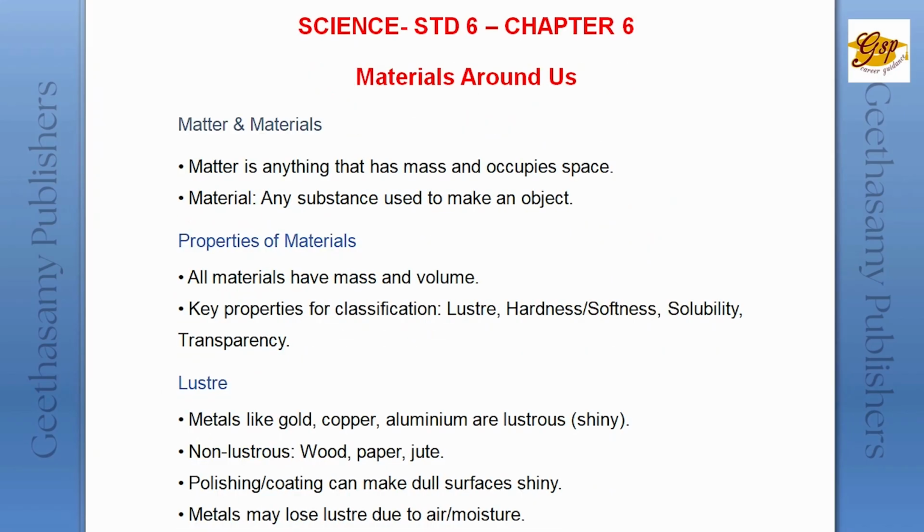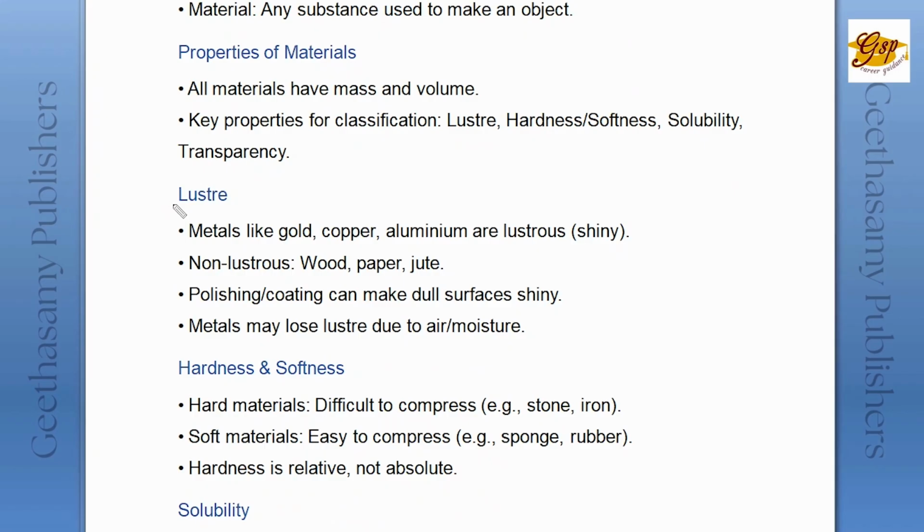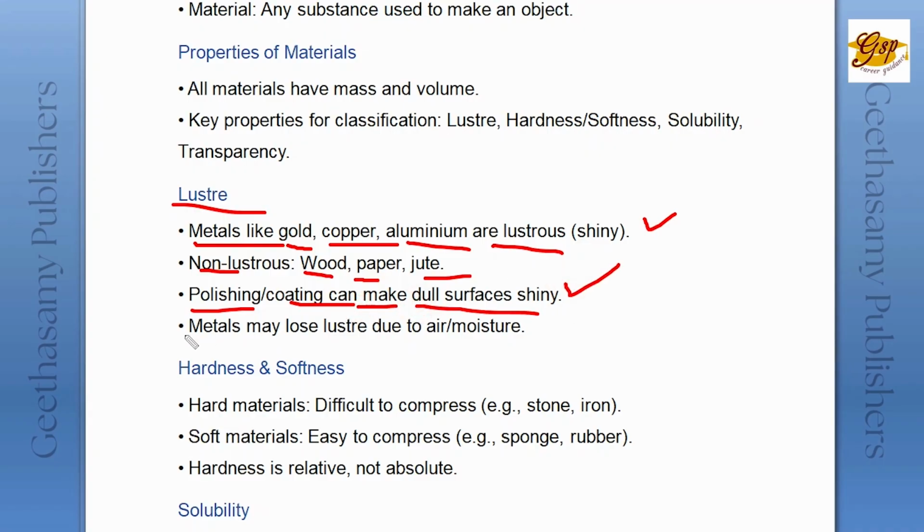Right? Then what is luster? Metals like gold, copper, aluminum are lustrous, that is shining. Then non-lustrous, that is wood, paper, jute. Polishing and coating can make the full surface shining. Metals lose luster due to air or moisture.